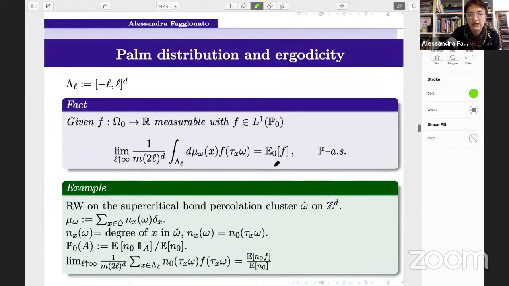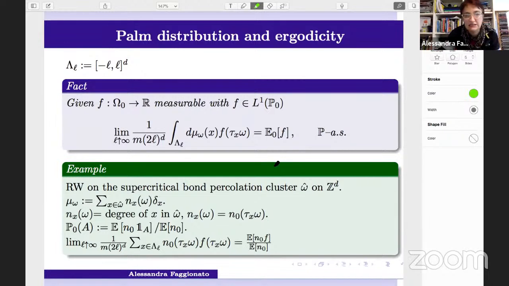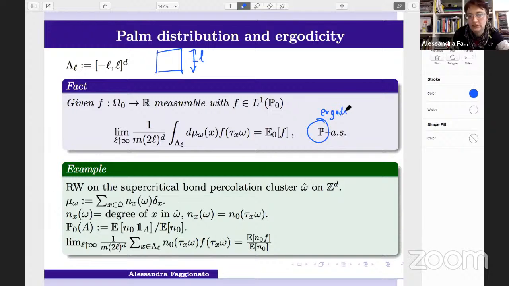But what is important about the Palm distribution is that it describes very well the ergodic properties of the medium. Let us see. I give you a restatement of the ergodicity, and then we will see in the example, at least for the random walk on the supercritical bond percolation cluster, that we recover the standard Birkhoff theorem. In what follows, I write Delta_L for the box in R^d of radius L. And the assumption that P is ergodic implies the following.